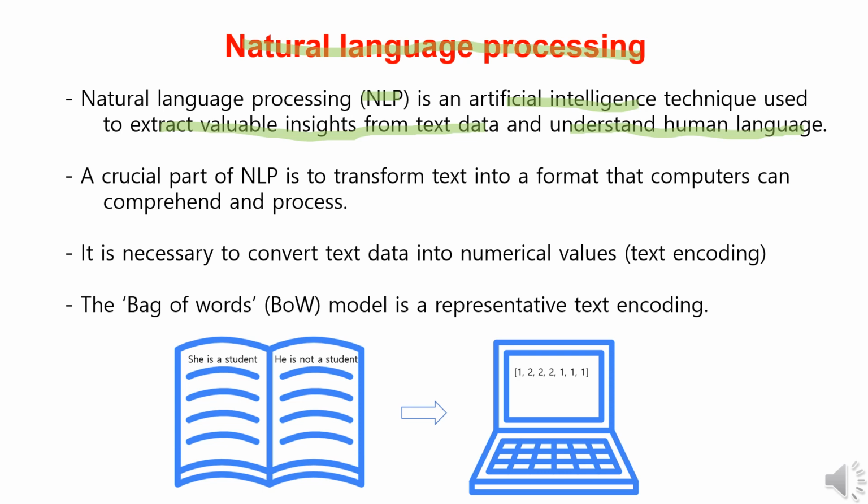One of the most crucial aspects of NLP is figuring out how to transform the text used by humans into a form that computers can comprehend and process. In order for computers to recognize text, it needs to be converted into numerical values. This process is known as text encoding. The bag of words approach is one of these text encoding techniques and is widely used in natural language processing for handling text data.